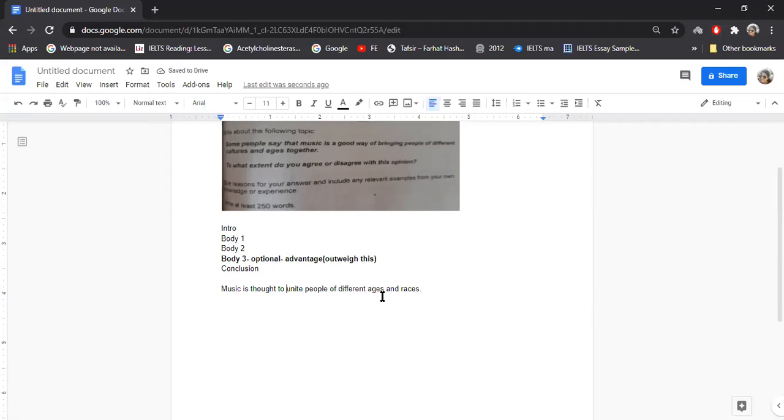Music is often thought by many to unite people of different ages and races. And some people say that music is a good way of bringing people of different cultures and ages together. Okay, so music is often thought by many to unite people of different ages and races together. Unite. Should I add together or not? I think not. What do you say? Unite will work for that. Okay. Yeah. And then, to what extent do you agree or disagree with this opinion?